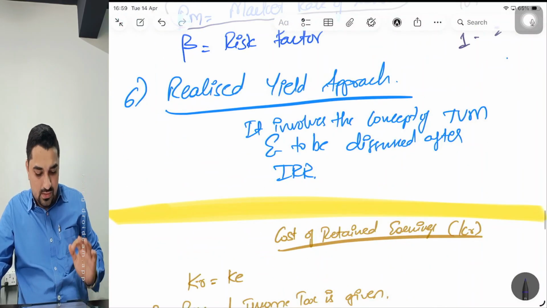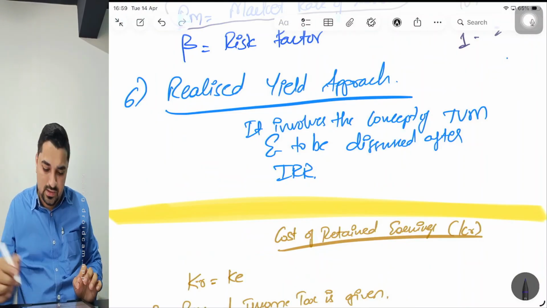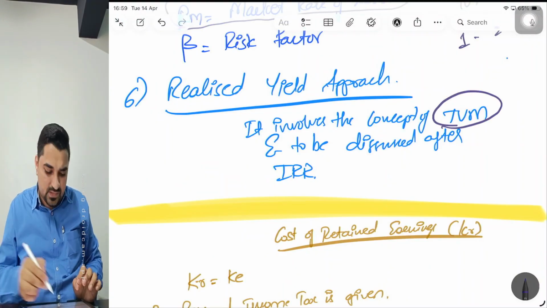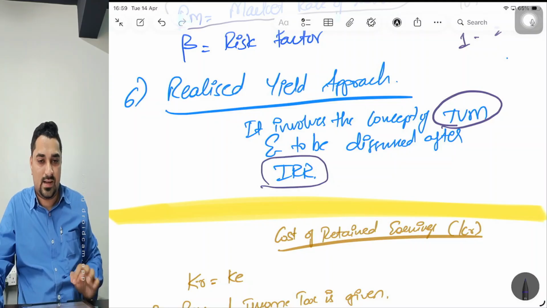Coming to realized yield approach. Again, realized yield approach, it requires the prior knowledge of time value of money. This will do after capital budgeting, that is after IRR.